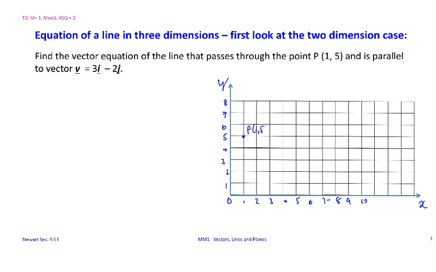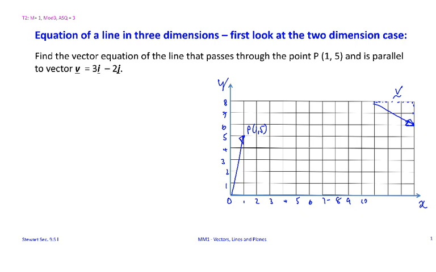The line through (1, 5) is parallel to the vector 3i minus 2j. So I'll just put our vector here. So (3, -2). Our vector looks like this. That's our v.